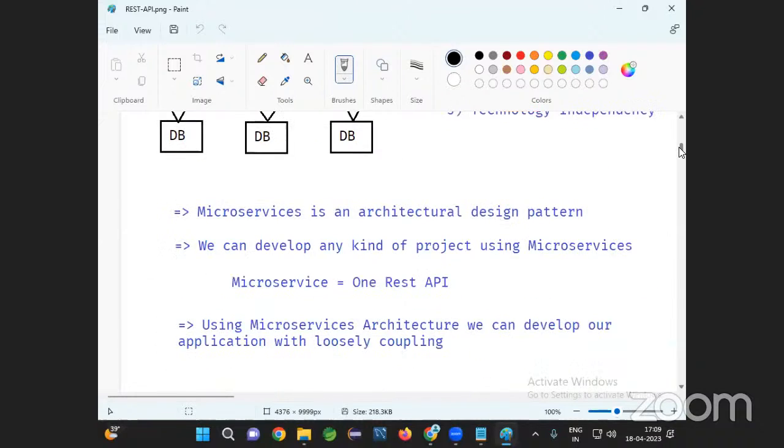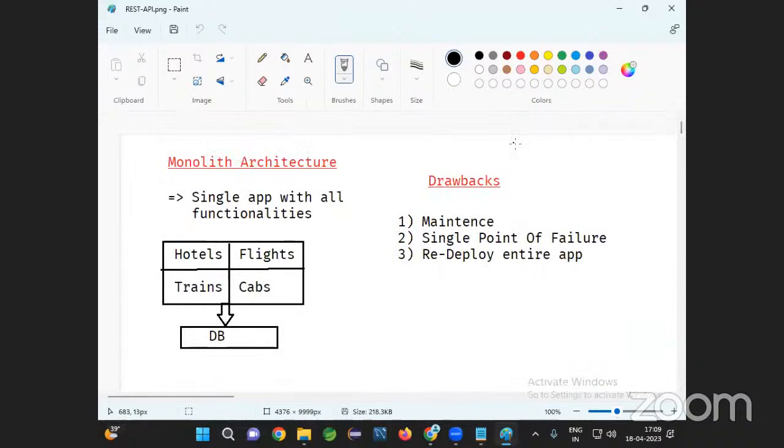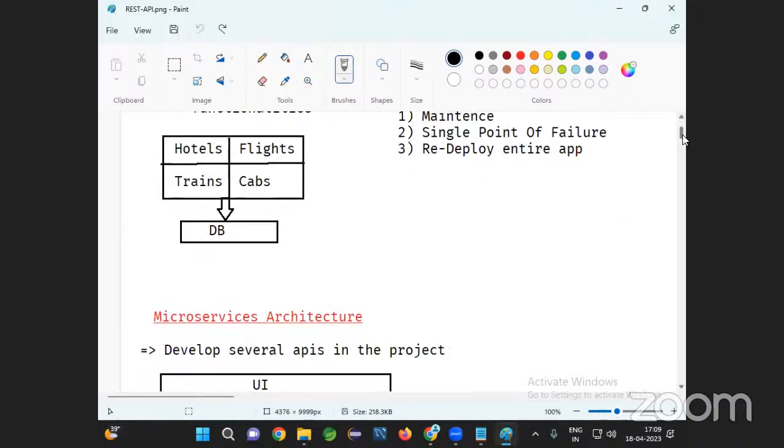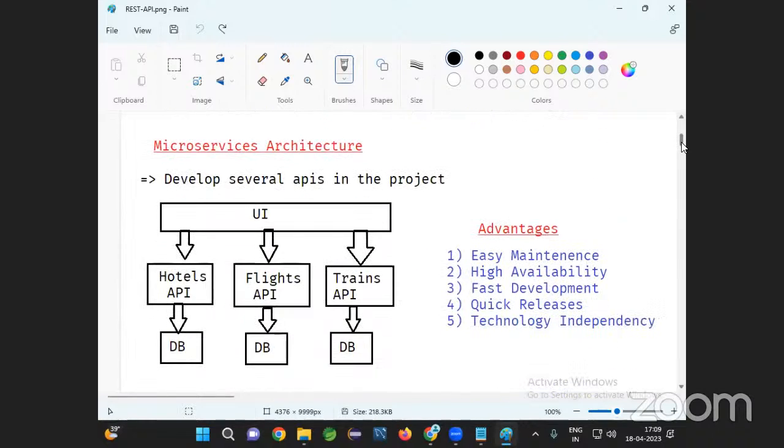what is microservices architecture. Can you guys tell me what is monolithic architecture? Right. Developing single application with all functionalities is called as monolithic architecture. What are the drawbacks in the monolithic architecture? Maintenance of the project will become difficult, single point of failure, and redeploying entire application. These are the challenges. To overcome the challenges of monolithic architecture, people are going for microservices architecture.